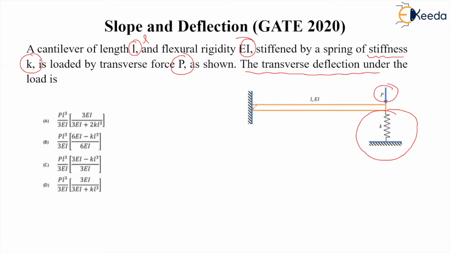So what will be the transverse deflection? What will be the deflection under load? Due to this P there will be some deformation, but there will also be the reaction from the spring, so there will be less compression as compared to without the spring. So this deflection we have to find out. Options are given and we have to choose the correct option. So let us solve this question.